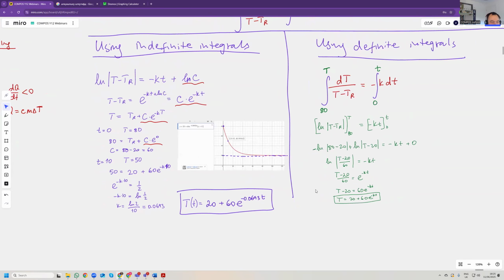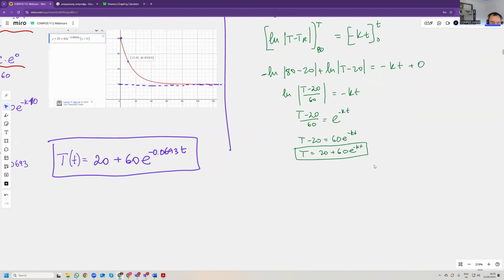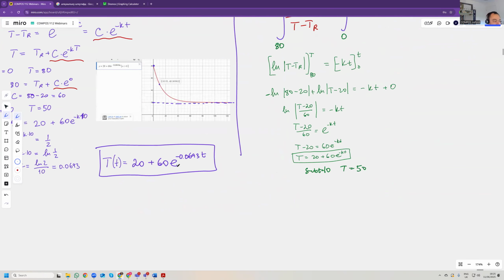Right, and then you do the same. You substitute t equals 10 and t equals 50 to get the final solution.